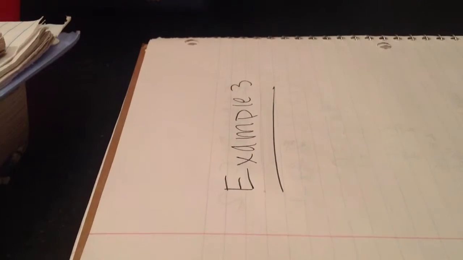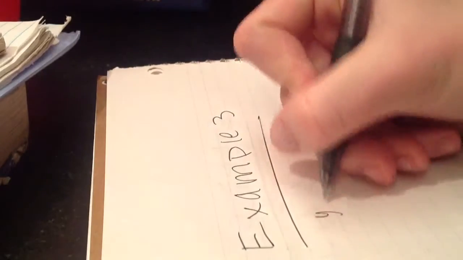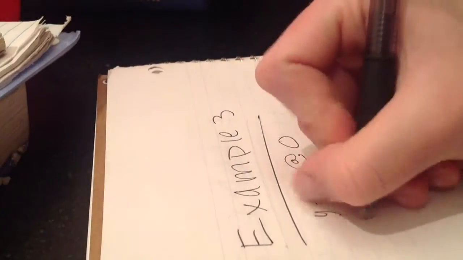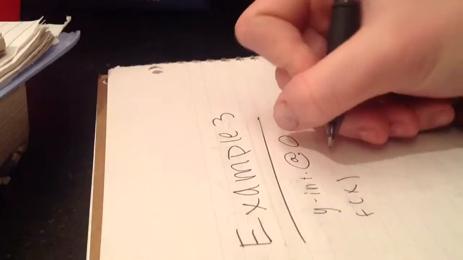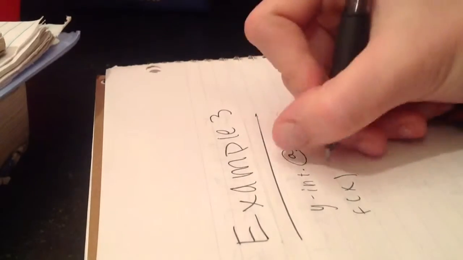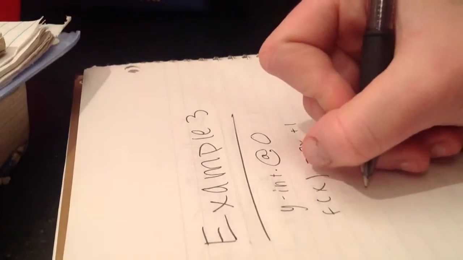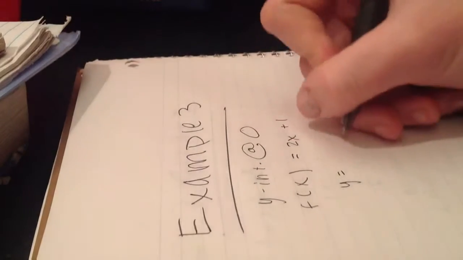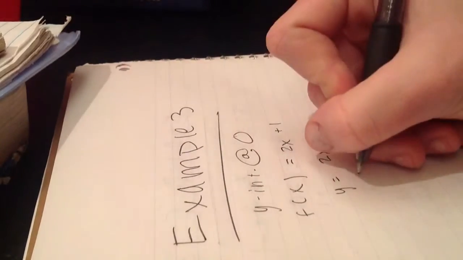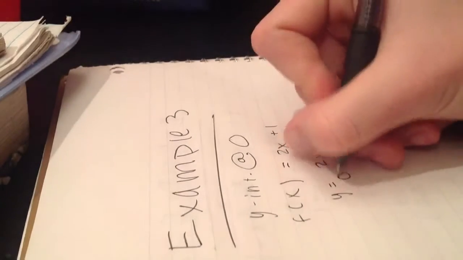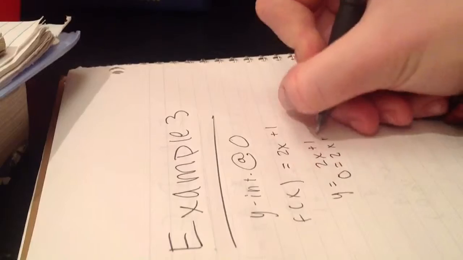Okay, so for this equation, you're just finding the zeros. So say the y-intercept is at 0. Okay, so your equation is f of x, or y, whatever, equals 2x plus 1. So y equals, because y and f of x are the same thing, 2x plus 1. So set the y equal to 0 because you're finding the zeros. So 0 equals 2x plus 1.